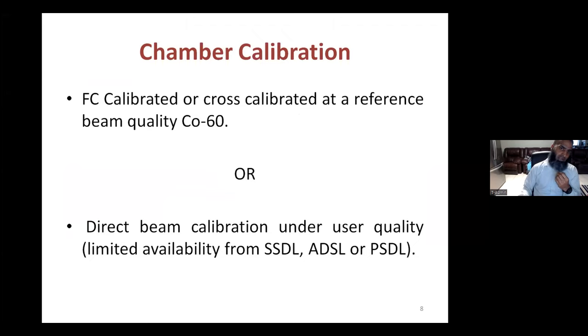So there is the selection of the chamber calibration. Either a chamber calibrated or cross-calibrated at the reference beam quality, cobalt 60, which we normally use for reference dosimetry, or a direct beam calibration under the user beam quality, which is normally not very commonly available, but we are lucky here in Australia that we have the PSDL lab, the primary standard dosimetry lab, which gives us a direct beam quality. I will discuss in one of the slides how to calculate it if it is a direct beam calibration.